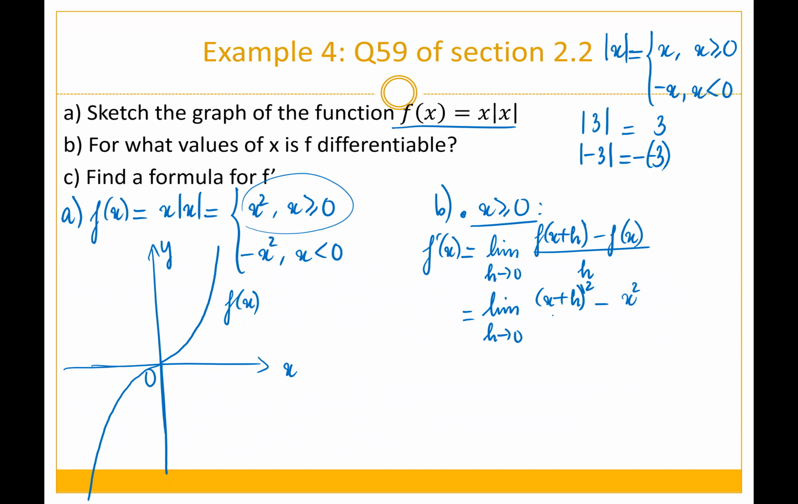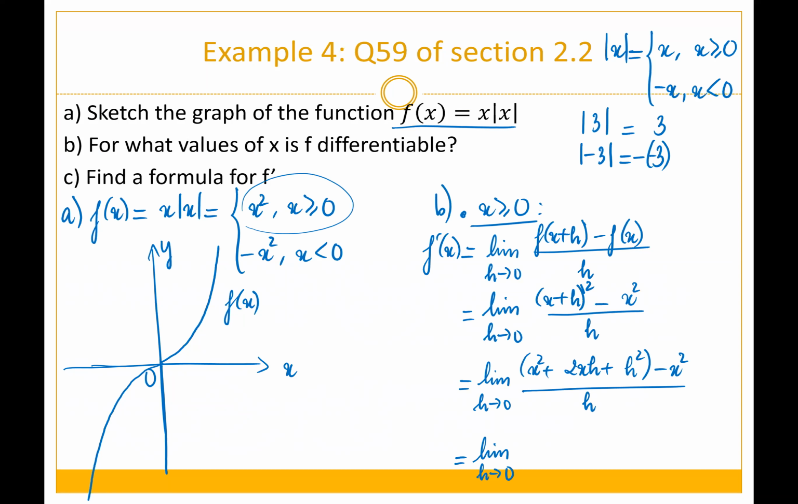Minus x squared divided by h. And if you expand the square, it's going to be x squared plus 2xh plus h squared minus x squared, divided by h. And what we end up having is 2xh plus h squared divided by h, or just 2x plus h.